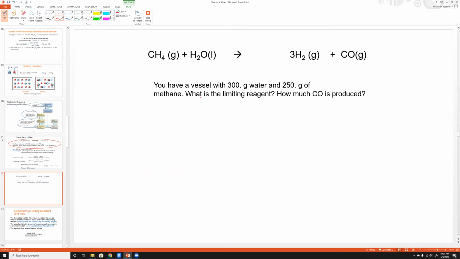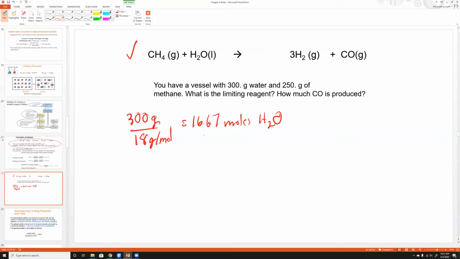So let's balance it first. You have CH4. Oh, it's already balanced. Let's double check. So there's 4 of them, 6 of them here. Carbon 1, oxygen 1, oxygen 1. Good. All right, balancing is done. Next, 300 grams of water. So let's immediately find the moles. 300 grams of water divided by the molar mass of water, which is 18. 300 divided by 18 is 16.67. So 16.67 moles of H2O.